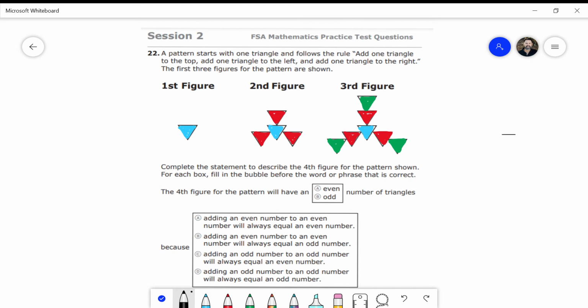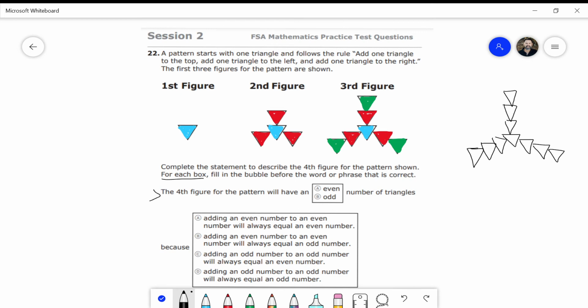So I start with the first triangle from figure 1, then I add one to the top, one to the left, one to the right. That's figure 2. Then I do it again for figure 3, one to the top, one to the left, one to the right. Now for figure 4, I want to continue that pattern. One to the top, one to the left, and one to the right. Now for each box, fill in the bubbles before the word or phrase that is correct.